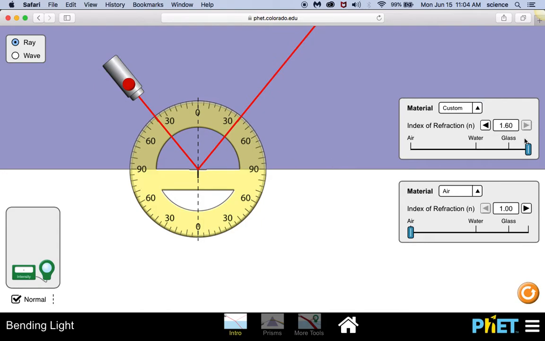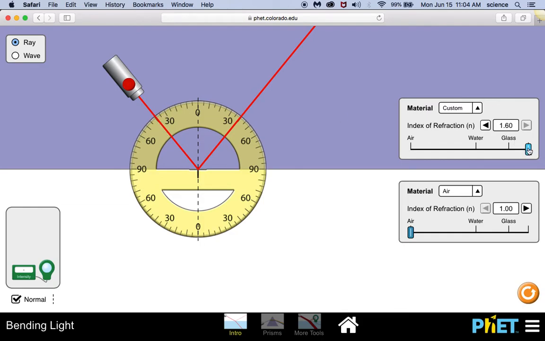So I have a big difference between the indices of refraction. I'm starting off where I have a high index of refraction, and I'm moving into a region with a low index of refraction. There's a pretty big difference between those values, and the critical angle is pretty small. So the critical angle is a little less than 40 degrees here.